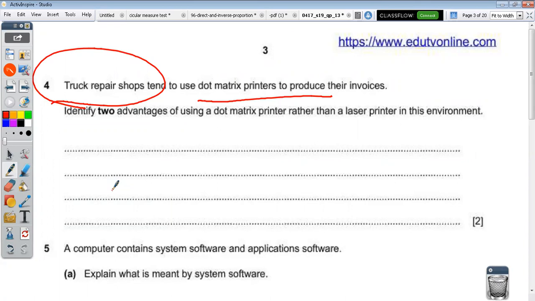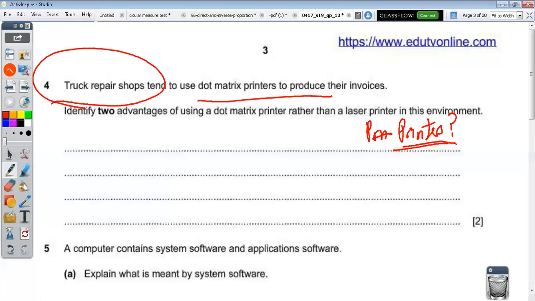The question simply says truck repair shops tend to use dot matrix printers to produce their invoices. Identify two advantages of using a dot matrix printer rather than a laser printer in this environment. They're cheap. Cheap to what? Maintenance. It means you didn't read on printers. Printers are under input and output devices.